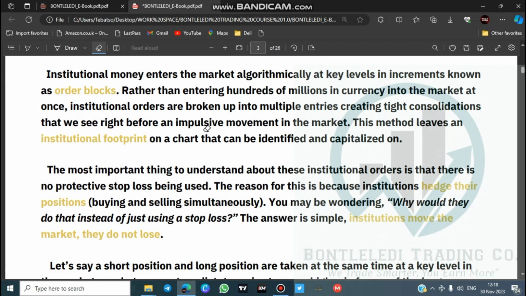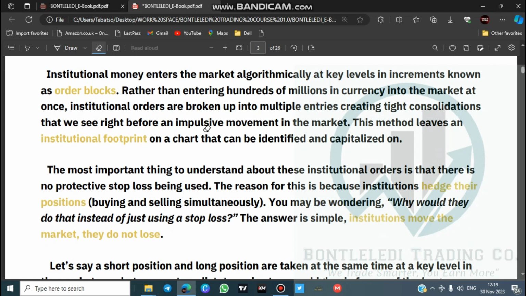The most important thing to understand about these institutional orders is that no protective stop loss is being used. The reason is that institutions hedge their positions. They buy and sell simultaneously at the very same time. You may be wondering why they do that instead of just using a stop loss. The answer is very simple, guys: institutions move the market, they do not lose. Whether they buy or sell at the very same time, they don't lose.